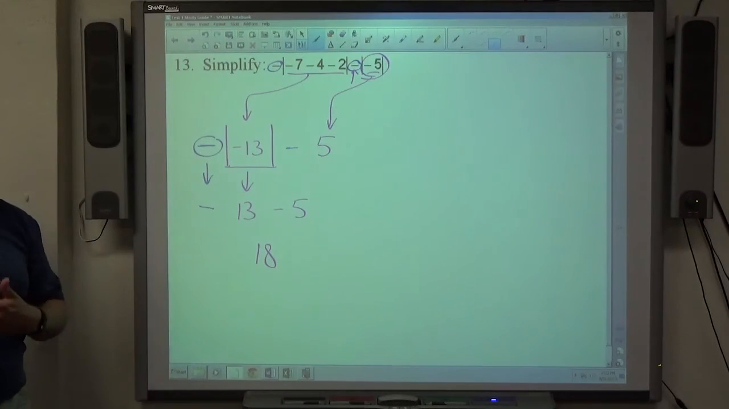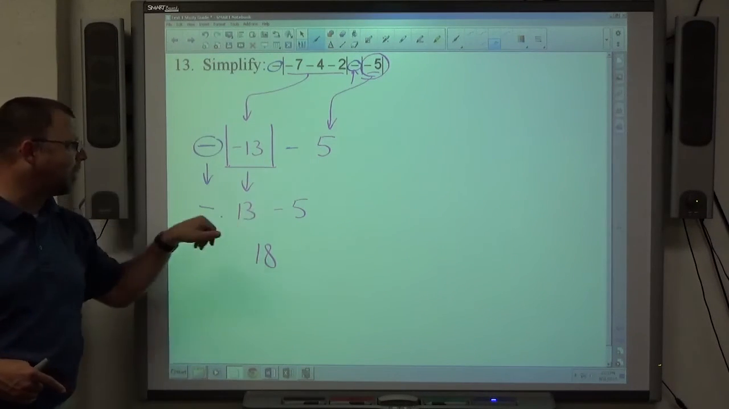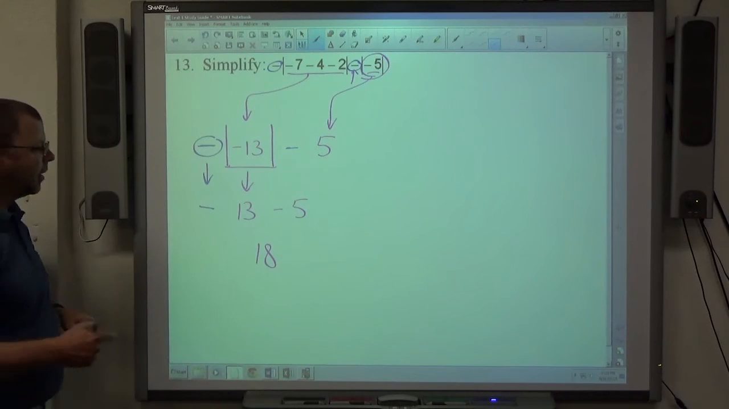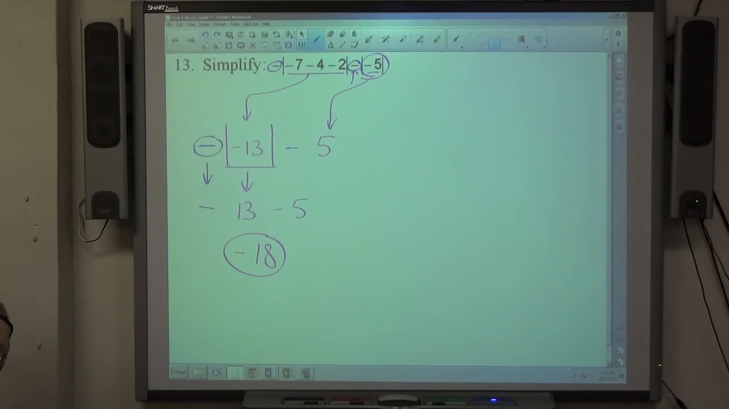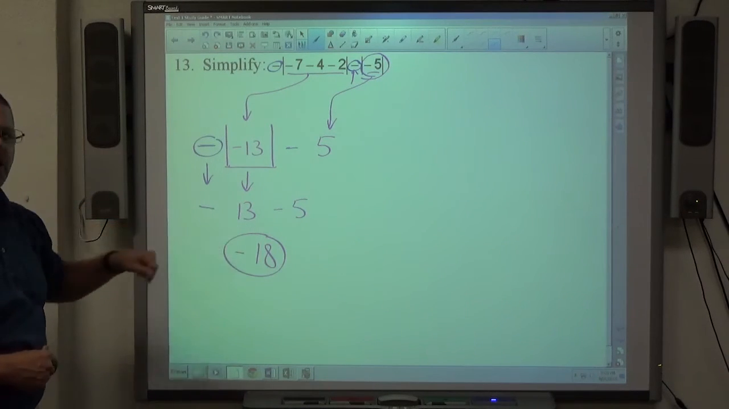Again, when you have to decide, should I add or subtract? If the signs match, you add. If the signs are different, you subtract. 13 is bigger than 5, so we get a negative answer. Always go with the higher number's sign when you're adding or subtracting.